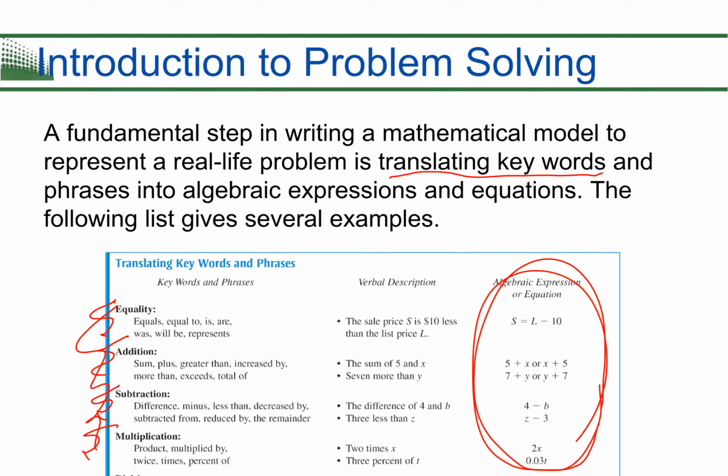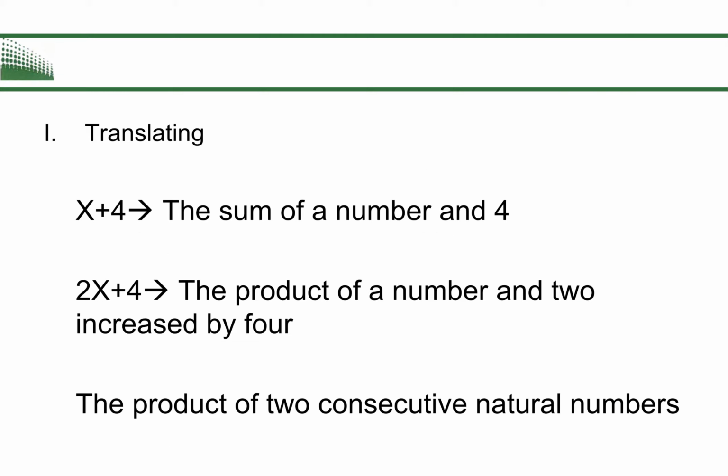And so this nice little chart called Translating Keywords and Phrases can be found in your textbook, or it can be found also in the modules in Canvas. And so we're going to work some examples and show how we can take words and turn them into equations. So kind of part one, make sure you're taking notes, write this down, those will help you later. So kind of part one, translating.